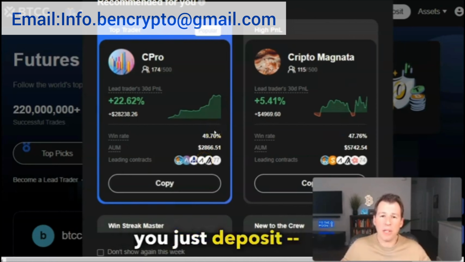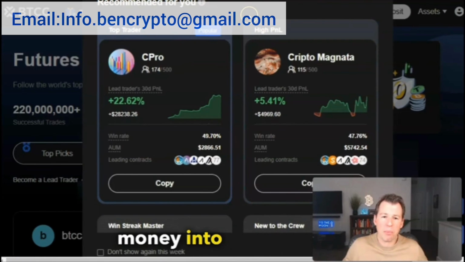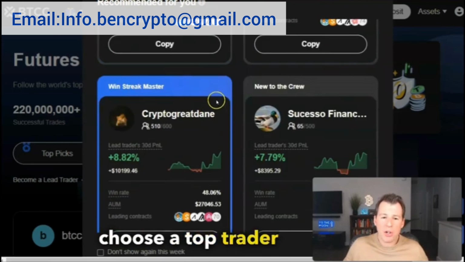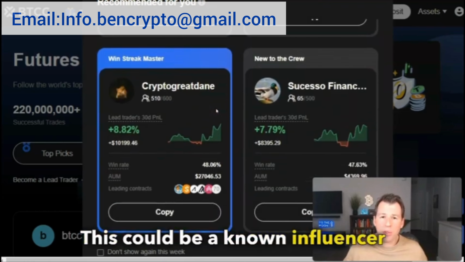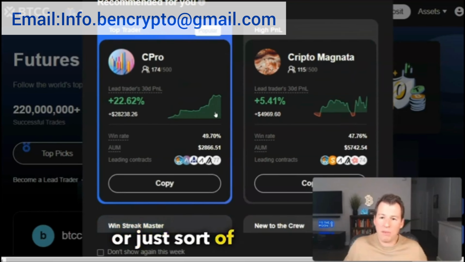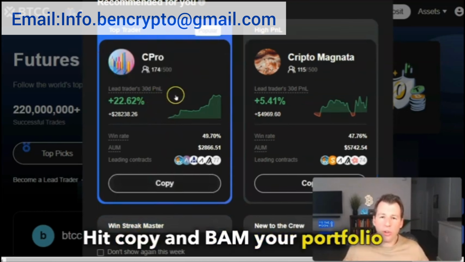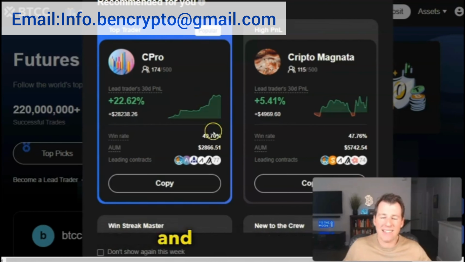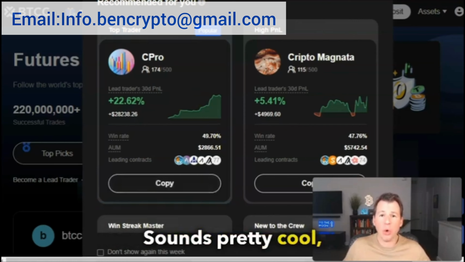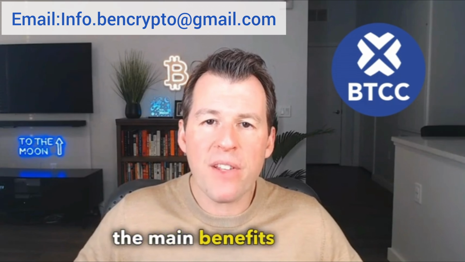And then just the 20-second explanation of what copy trading is if you're not sure. Essentially, it's basically what it sounds like. You just deposit money into the platform, choose a top trader on BTCC. This could be a known influencer who signed up for an account, or just a known top trader with great returns. Hit copy and bam, your portfolio starts making the same buys and sells as him. Sounds pretty cool, right?